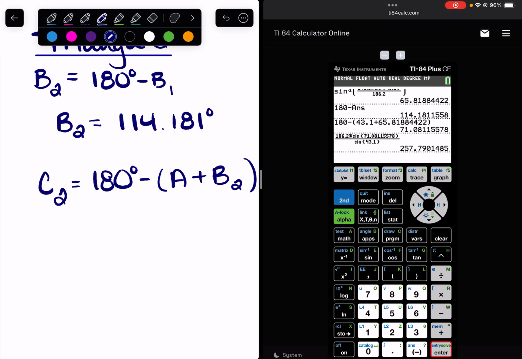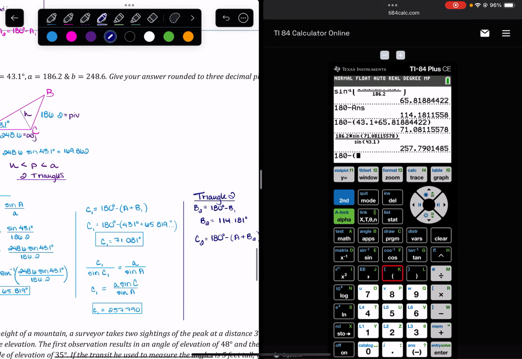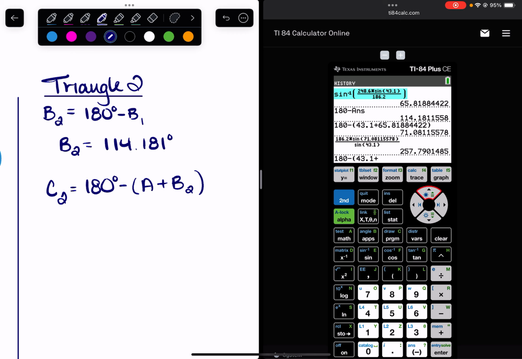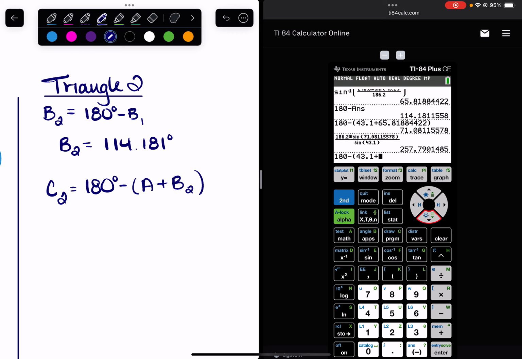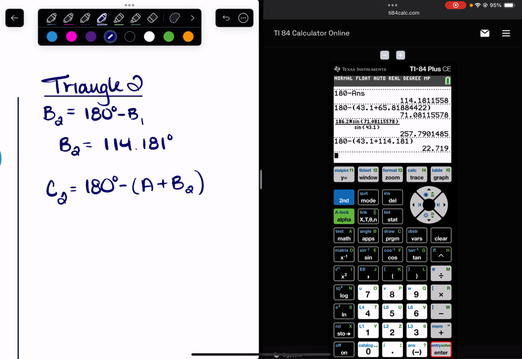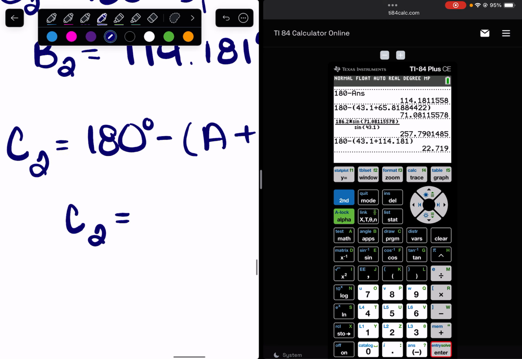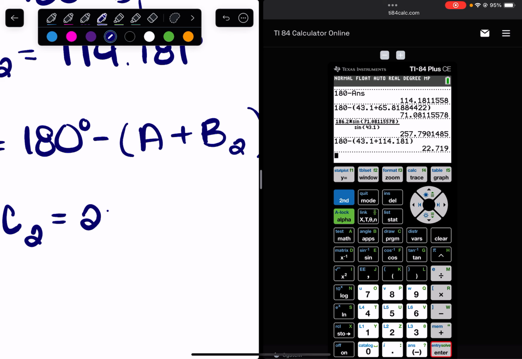So we've got our 180 minus the sum of angle A, which I believe is 43.1. Yes, 43.1, plus angle B sub 2, which I'm going to go up and get in my calculator just because I don't want rounding error and I completely forgot to store it. Oh, no, it's not going to let me go up and get it. Okay. Well, we'll just type it in. 114.181. That's close enough because homework, it's going to have you rounding differently, so that's going to be accurate enough. All right, so our angle C sub 2 is going to be 22.719.